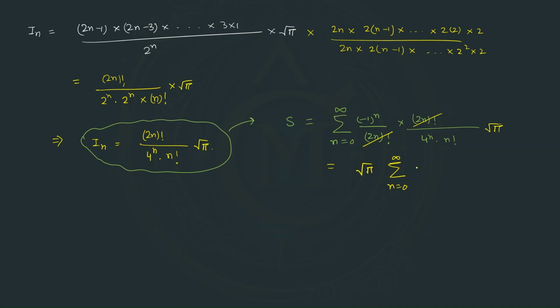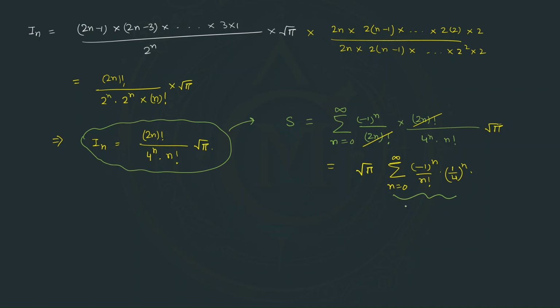This we can write as minus 1 whole to the power n divided by n factorial times 1 by 4 whole to the power n. Now, why did we write this in this form? Because this expression is familiar to us.